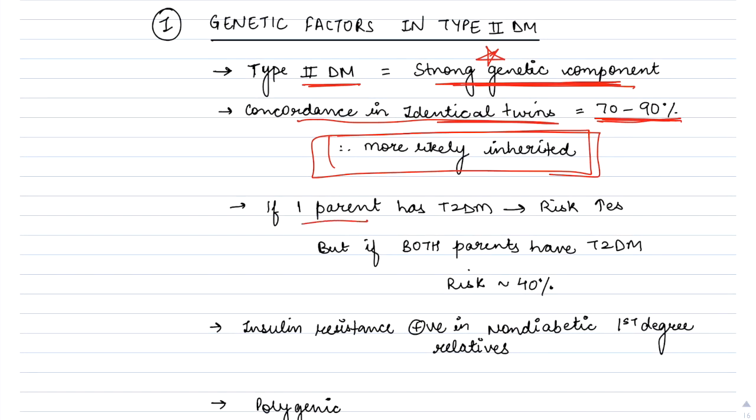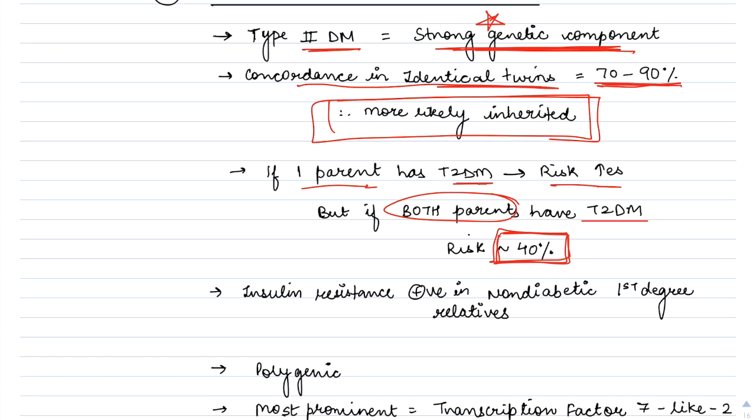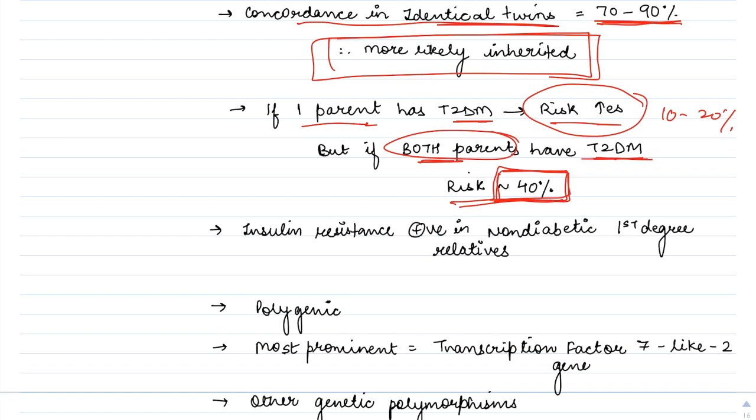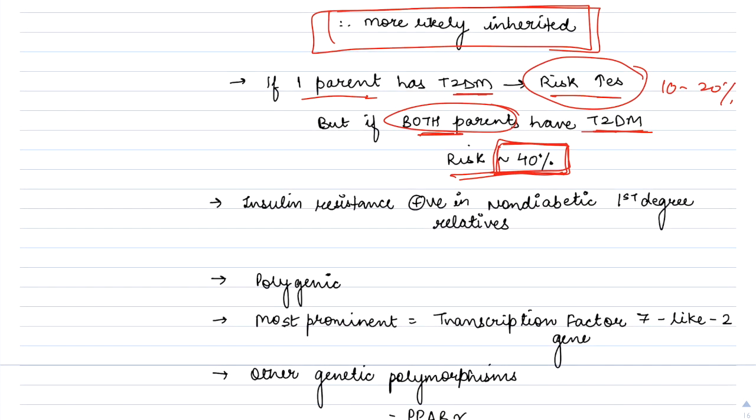If one parent has type 2 DM, the risk increases. But if both parents have diabetes, then the risk increases to as high as 40%. If one parent is diabetic, then the risk increases by around 10 to 20%. But if both parents have diabetes, then the risk approaches around 40%. Risk of inheritance of diabetes approaches 40%.